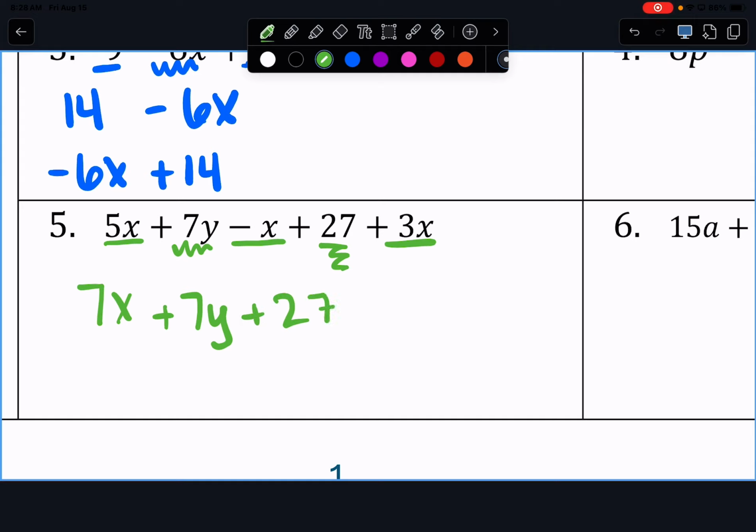Now I want y'all to do the evens for me. Combine the like terms of the 3 even problems there.